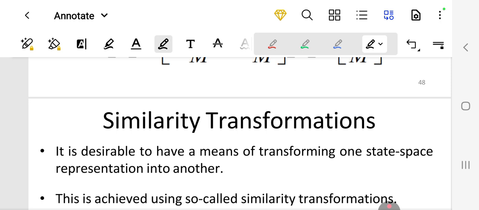This example will be given to you for practice.